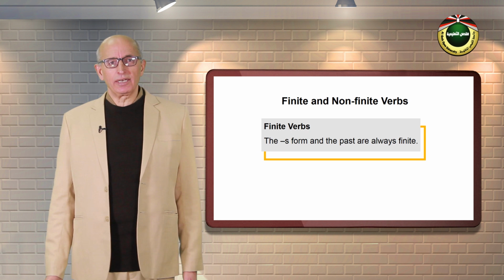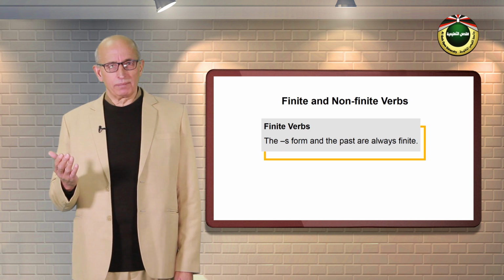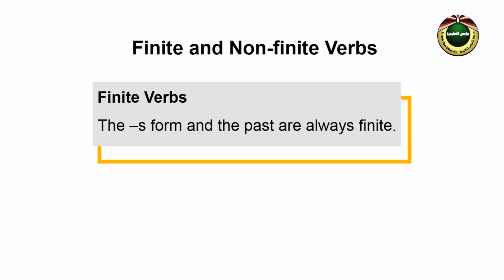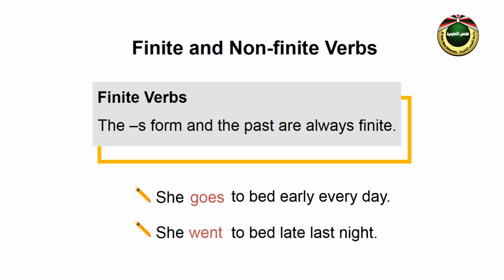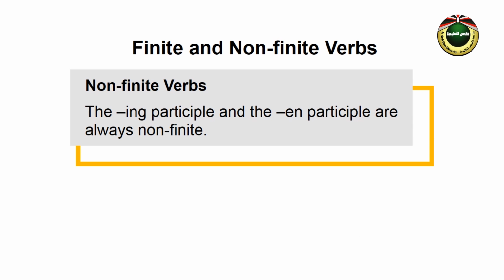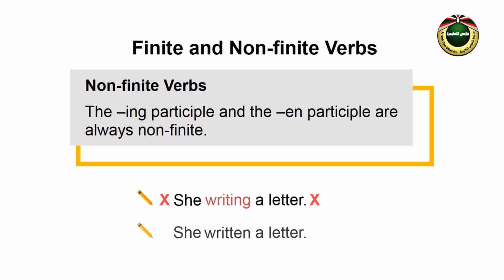Finite and non-finite verbs. Finite verbs. The S form and the past are always finite. Examples. A, she goes to bed early every day. B, she went to bed late last night. Non-finite verbs. The ing participle and the en participle are always non-finite. For example, it's wrong to say A, she writing a letter. B, she written a letter.